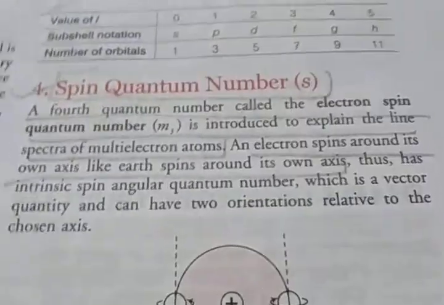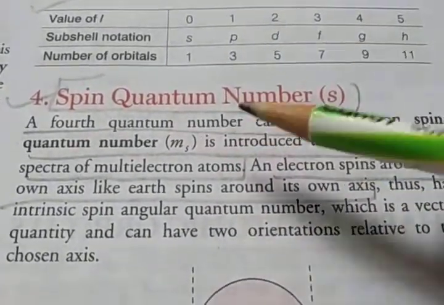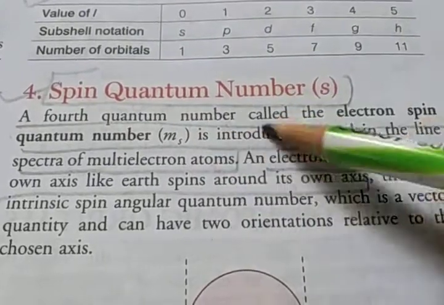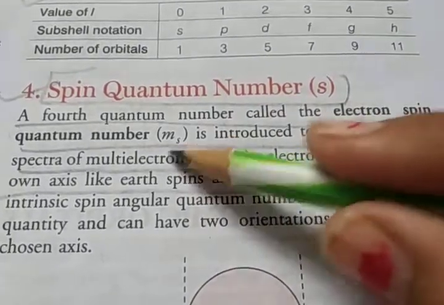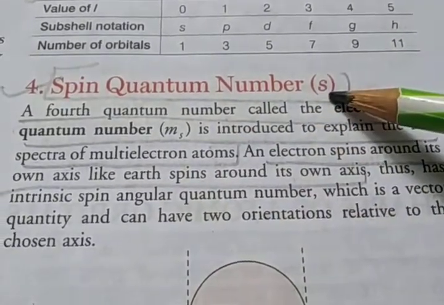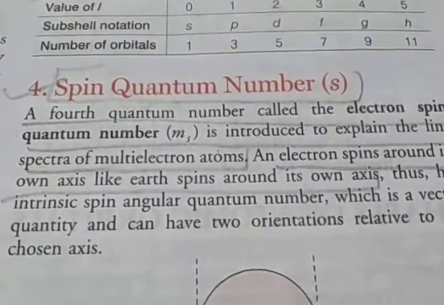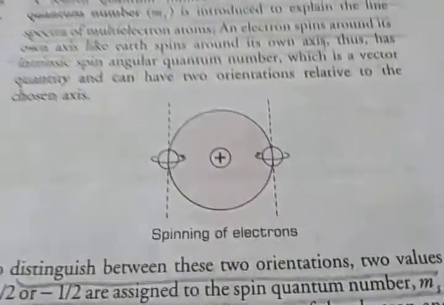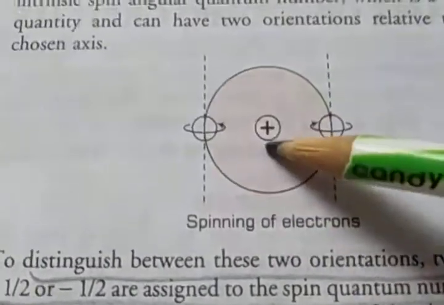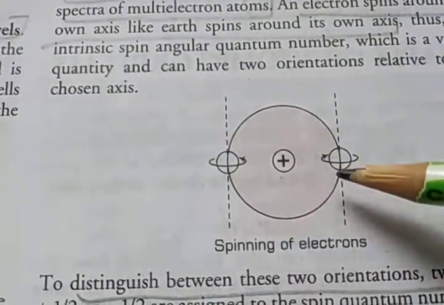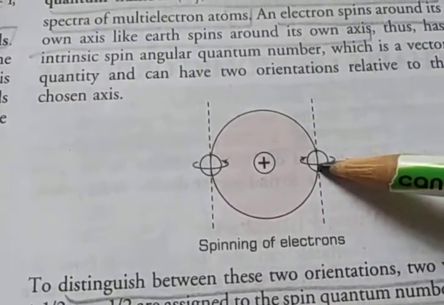The fourth one is the spin quantum number. The fourth quantum number is called the electron spin quantum number, small m s, otherwise indicated as s. It is introduced to explain the line spectra of multi-electron atoms. Here you see the spinning of the electrons. This is the nucleus, and this is the way we represent an electron. The electron spins around its own axis.